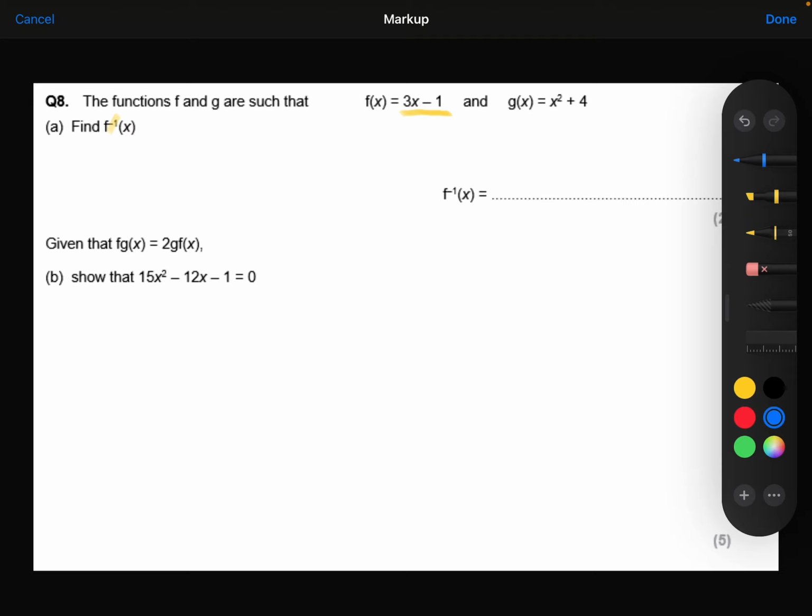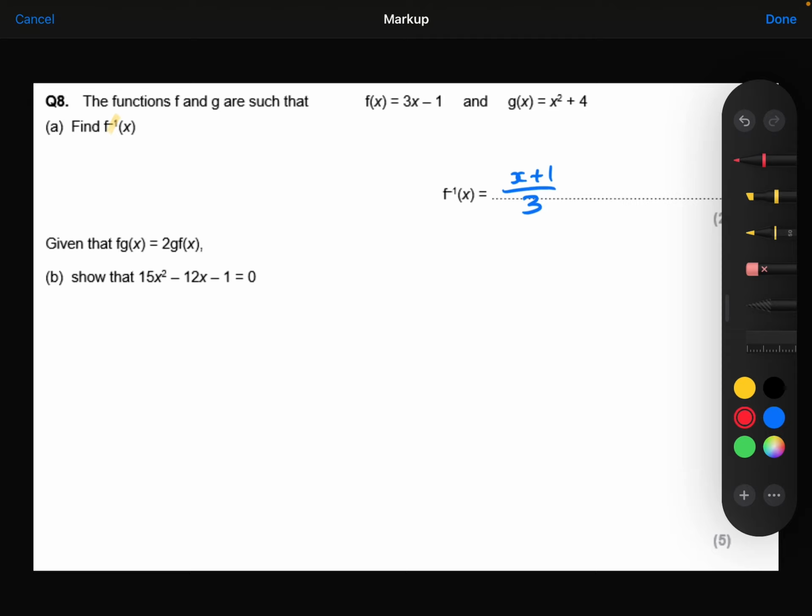Two ways we can do this. The simple way, or the quick way, is by inspection. So the rule here is to times by 3 and then subtract 1. We're going to do the opposite of that in reverse. So instead of timesing by 3 and then subtracting 1, we're going to add 1 and then divide by 3.